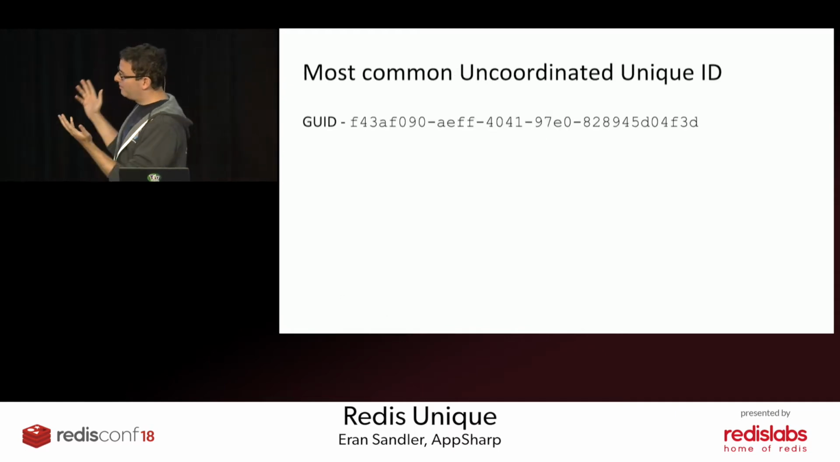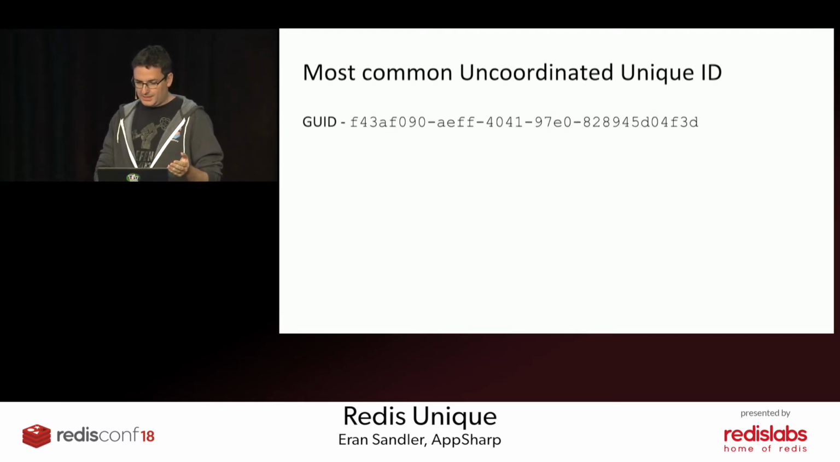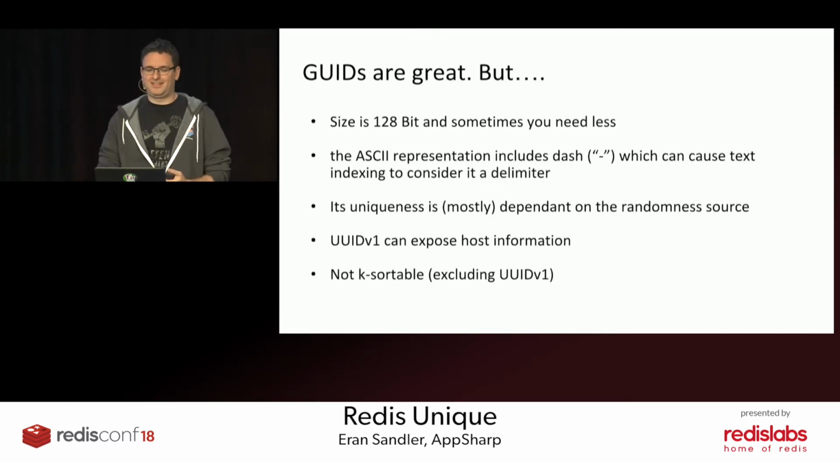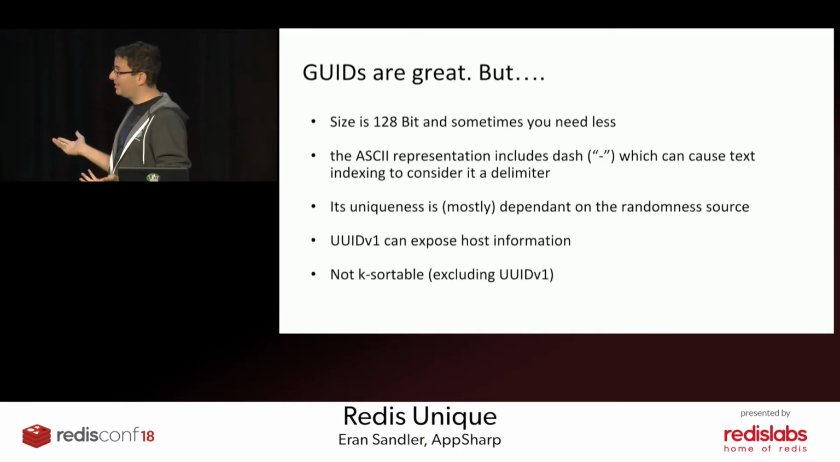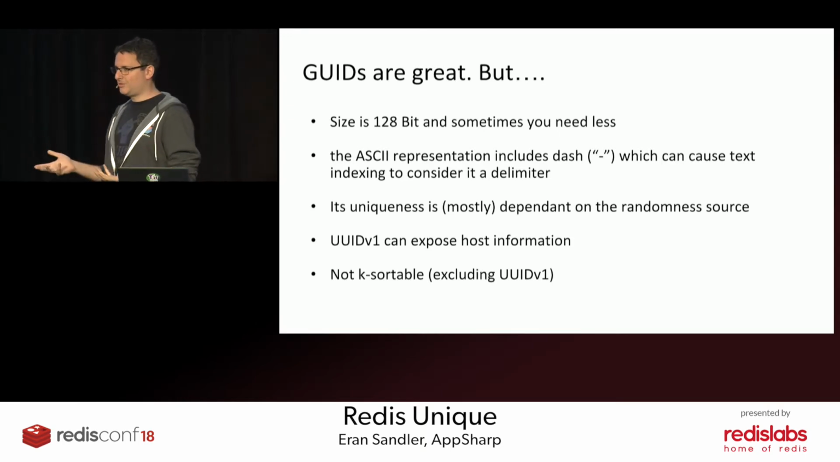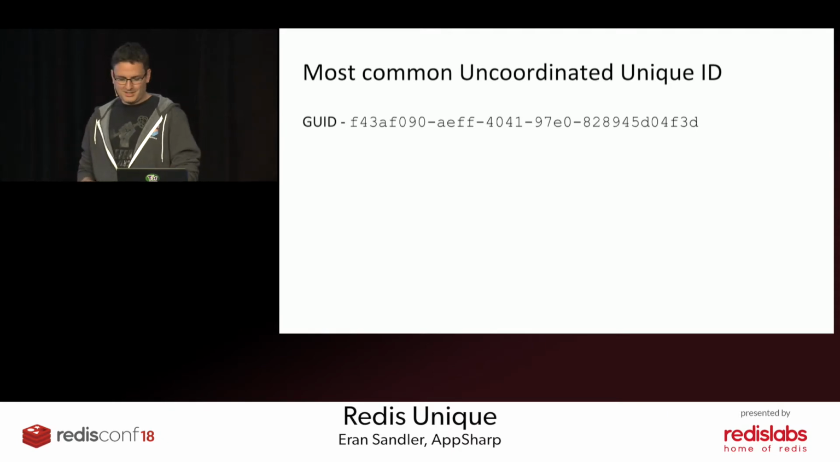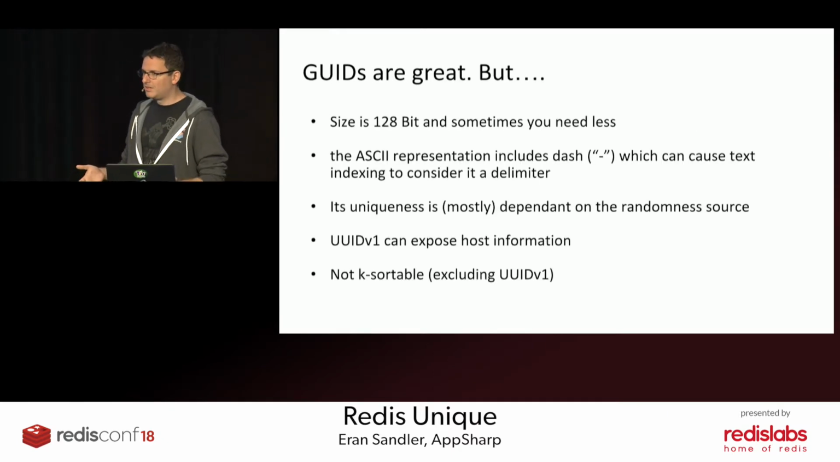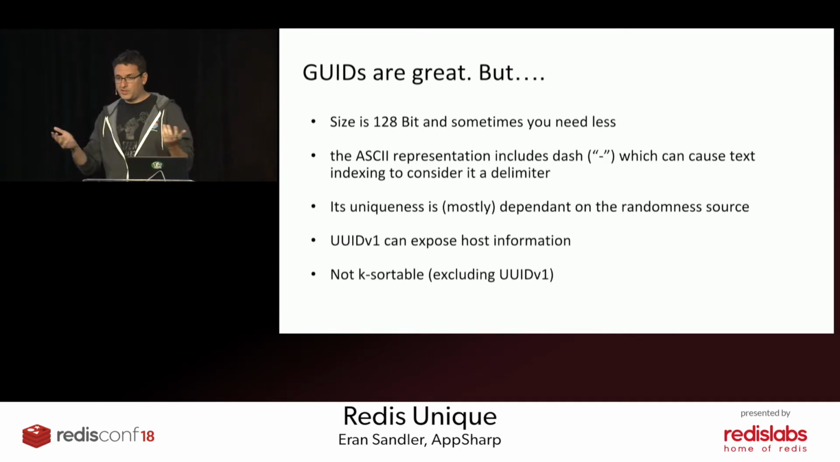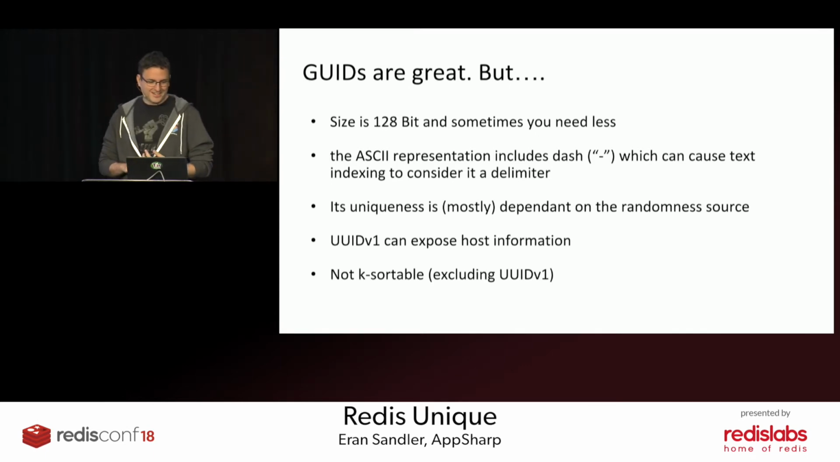So that's your very basic common GUID that most of you have used in the past. They're great, but they're 128 bits, which is kind of long for a lot of things. Their textual representation, as you can see here, is kind of horrific. You have these dashes, and these dashes can lead to problems when indexing them in various search systems. There are probably better ways to represent GUIDs in text.